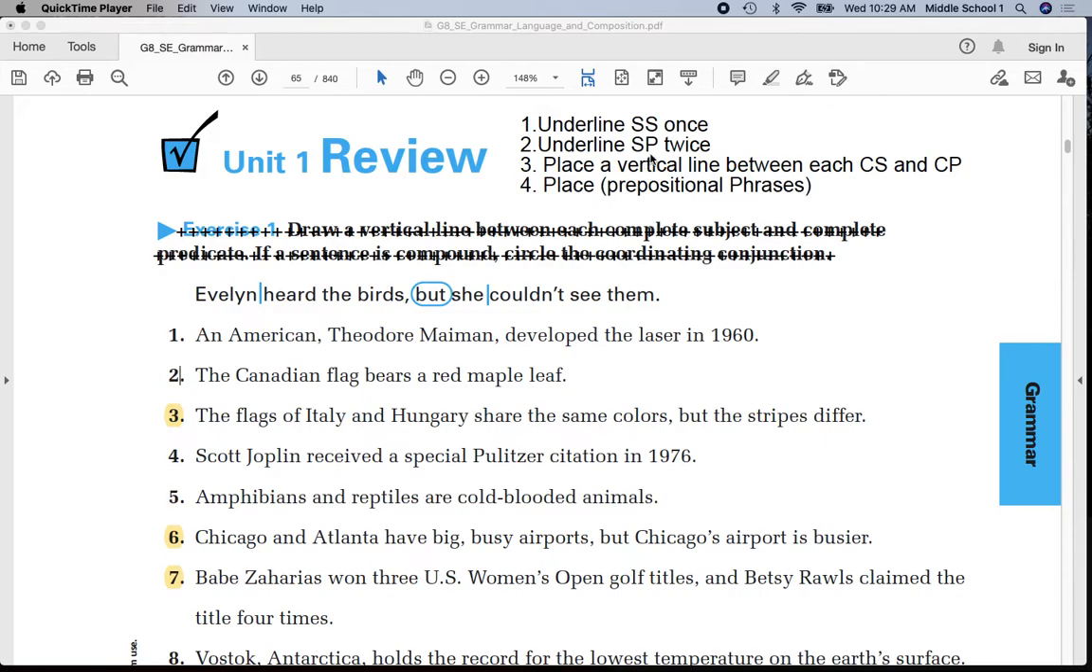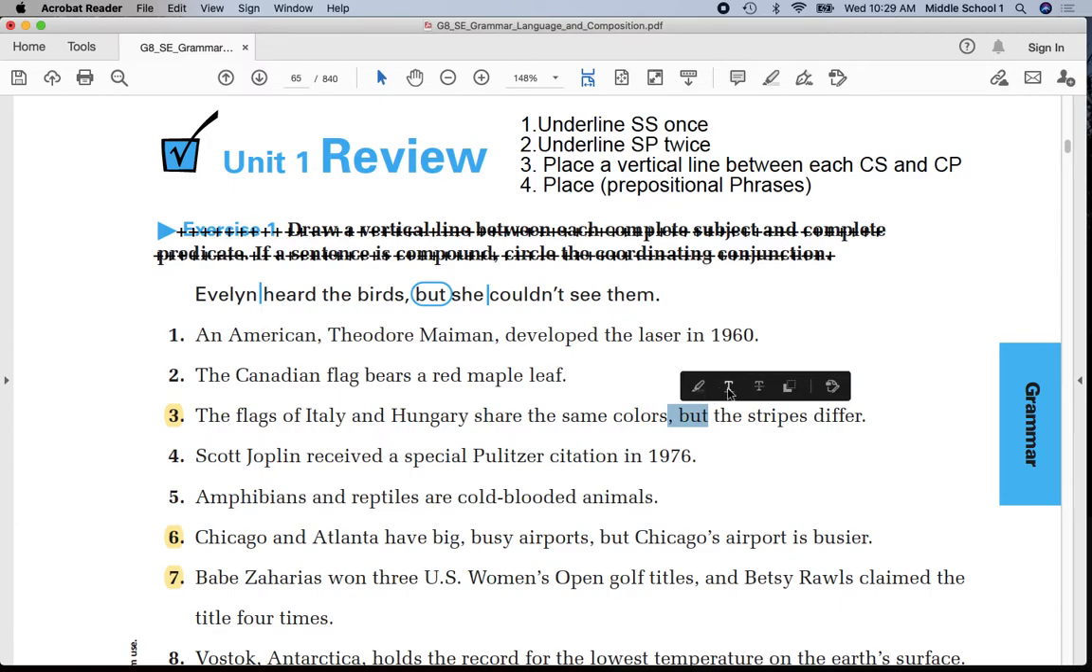Now, the reason that I have highlighted for you the numbers 3, 6, 7, 10, 11, 16, and 20 is because these all have compounds. And so what I'm going to need to do is follow 1 and 2 and 3 twice, because each one of them has 2 sentences.